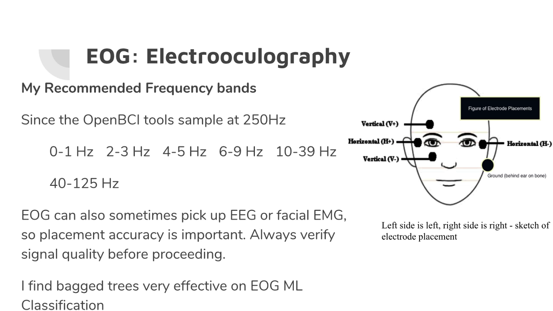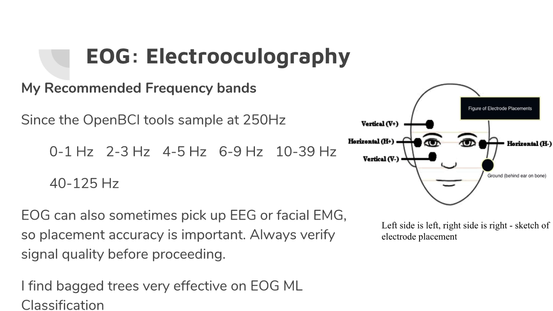The reason I provide this is that when I personally did some machine learning on EOG using this method, I found myself getting around 95 to 98% accuracy pretty much consistently all the time. And that's even on real-time data. So in general, I would recommend these frequency bands. I'll be providing this presentation for everyone to look at afterwards. But in general, this is a fairly effective frequency band setup to find features for the EOG.